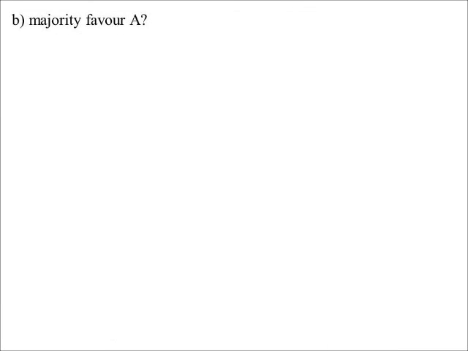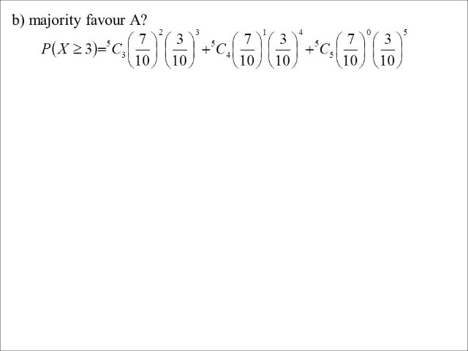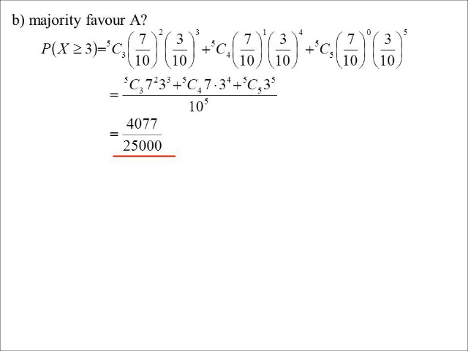Majority favour A. Okay. Well, this time I'm saying X is greater than or equal to 3. So I've got to look at the situation where it's 3, 4 or 5. But for each one of those, same idea, I'm just talking about those particular general terms in the binomial expansion. So 5C3, 5C4, 5C5, probability of happening to the power of whichever, 3, 4, then 5, probability of it not happening to 2, 1, and 0. Tidying all that up, we get 4,077.